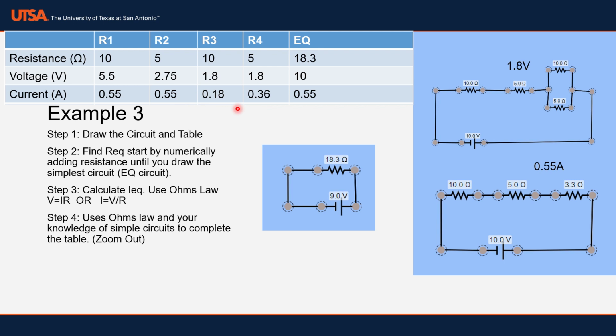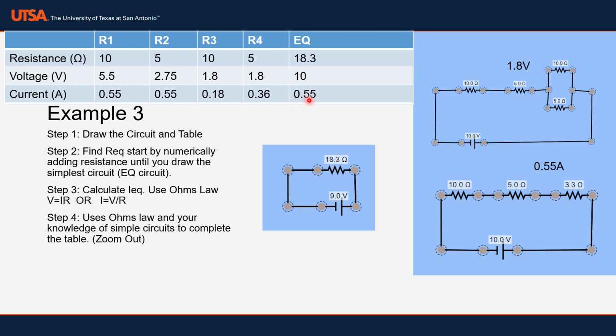The first thing we do is draw the most complicated circuit. The next thing we do is add these up. So this is parallel, so we added this up so we can have a simple series circuit, and then we added the simple series circuit to get our equivalent circuit, which is our simplest form. And once we got our simplest form, we have to find our equivalent current. So we did that. And once we got all our equivalent information, we zoom out.